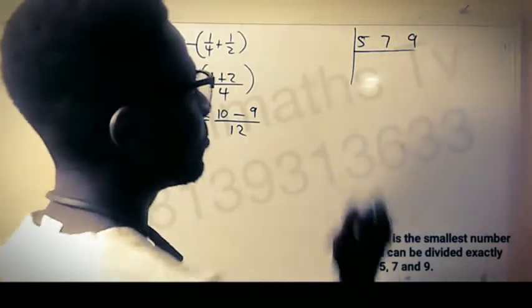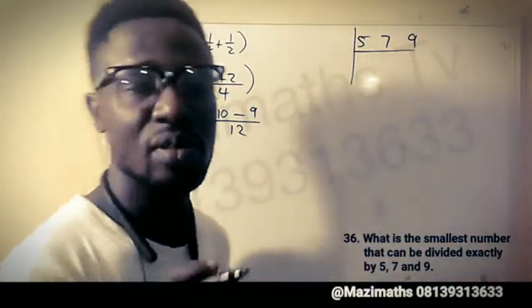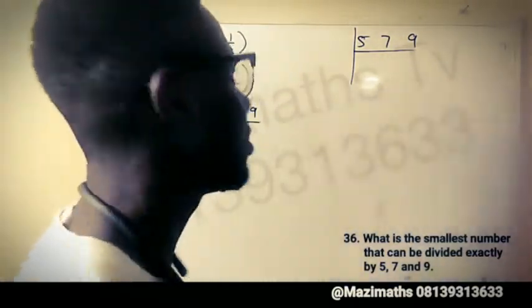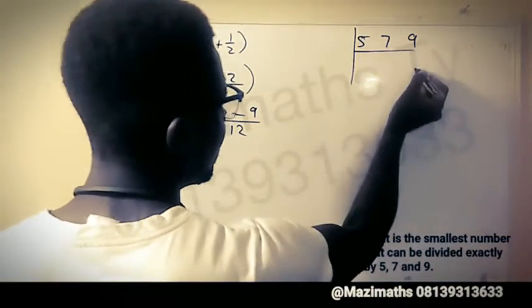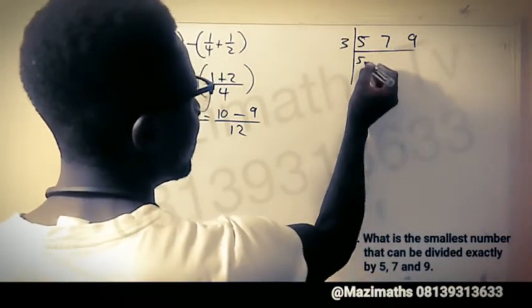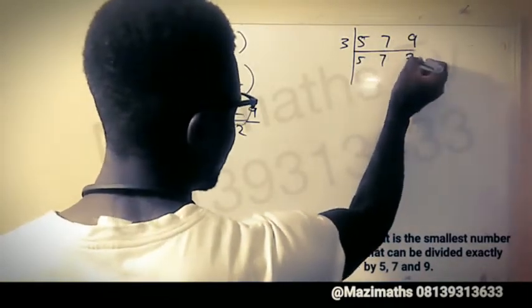Okay, now there is no even number there, but this 9, I can work with this 9 first. I like to start with small numbers first, then gradually use bigger numbers. So 2 cannot divide anything here, but 3 can divide something here. 3 cannot divide 5, so you put 5 here. 3 cannot divide 7, you put 7 down. 3 can divide 9, you get 3.